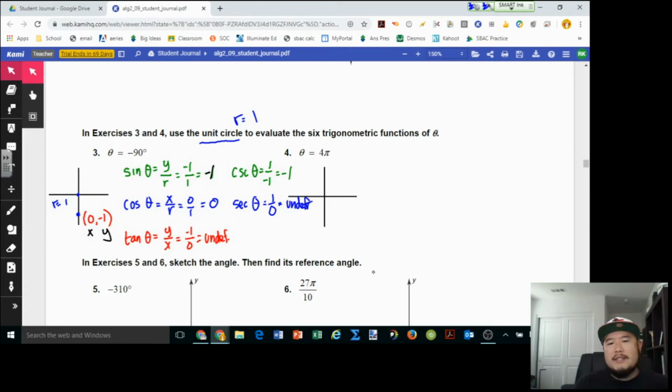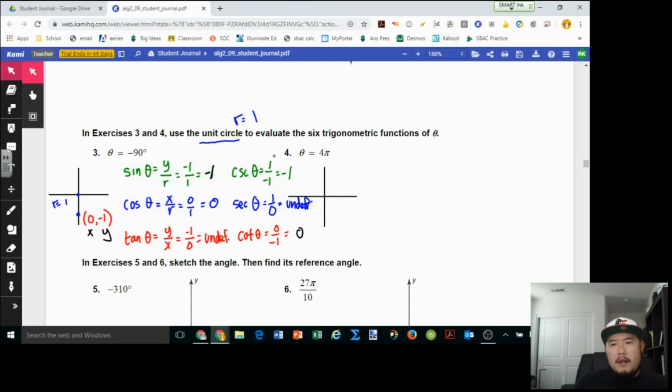So there's that answer. And then let's go to cotangent theta. And this will be 0 over -1. And 0 over -1 ends up equaling 0. Not undefined this time, unlike tangent theta. And so here are our 6 trig functions.